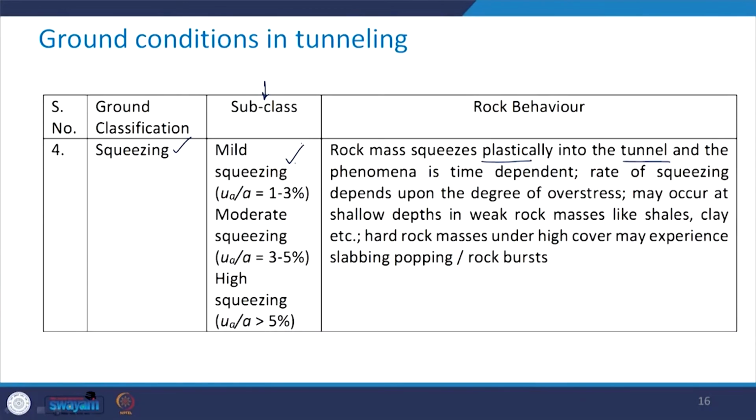For example, you have mild squeezing. In this case, Ua/a is 1 to 3%. This Ua is the radial closure. Moderate squeezing is 3 to 5%. Here a is the radius of the tunnel. And high squeezing includes Ua/a of more than 5%.